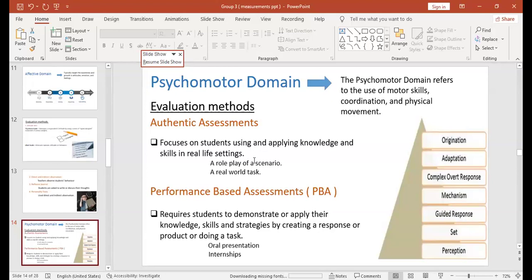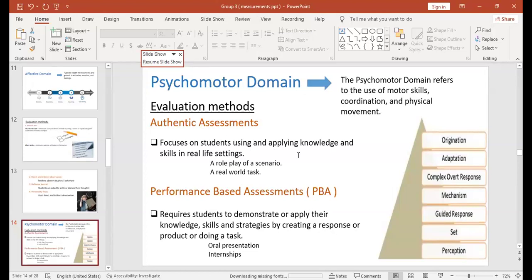Well, ma'am, there are more. In here, you can see it focuses on students using and applying knowledge and skills in real life settings. And also, as examples, a role play scenario and a real world task.